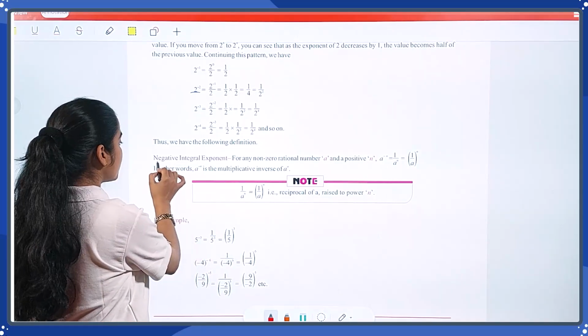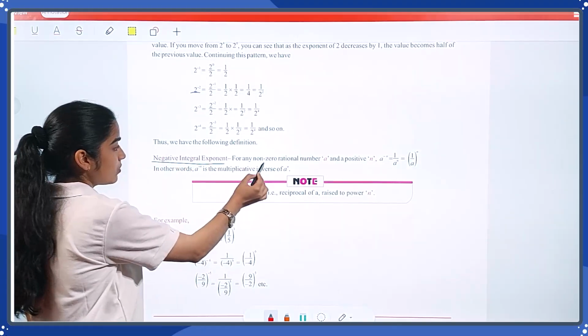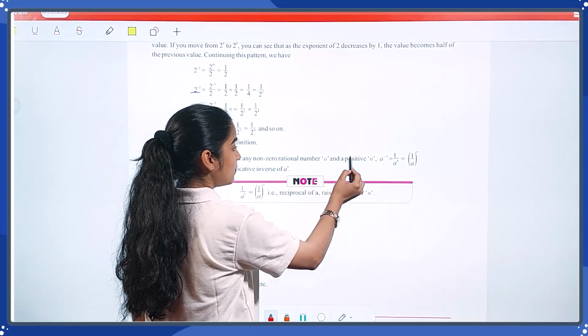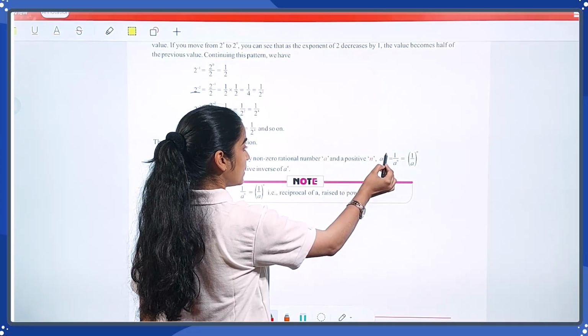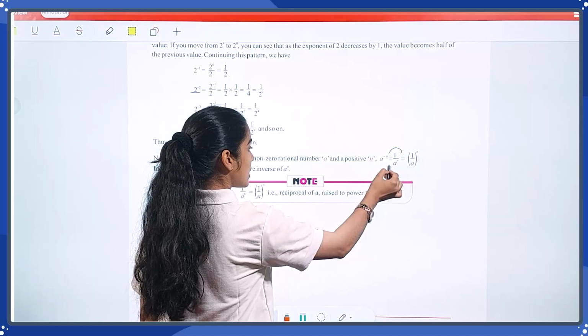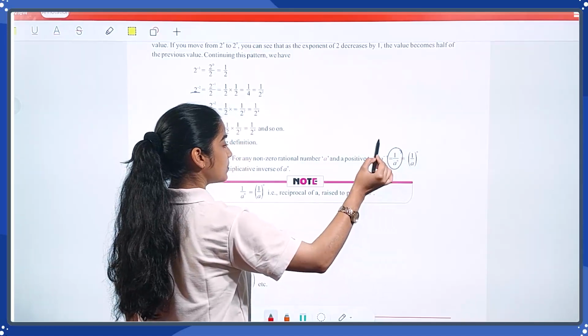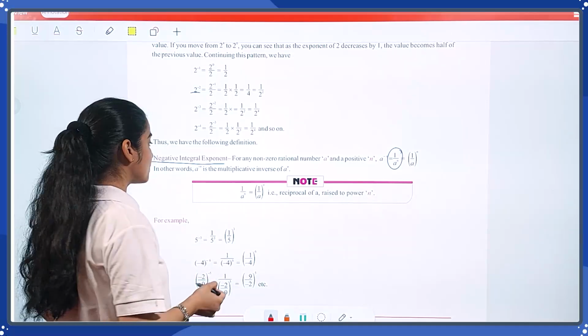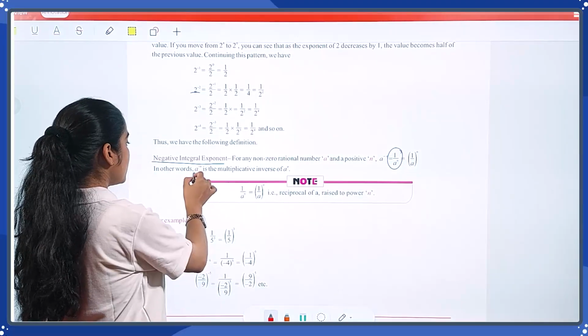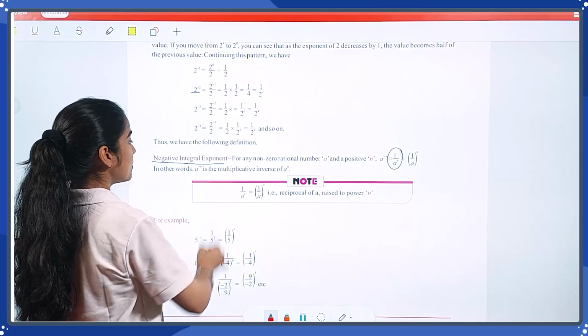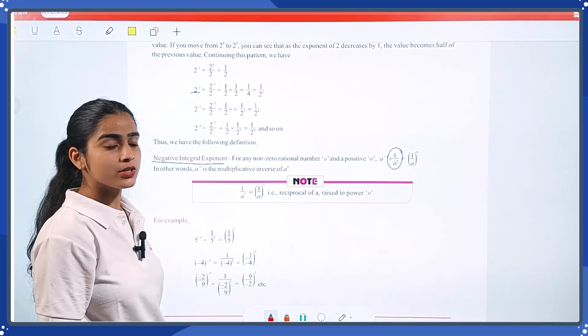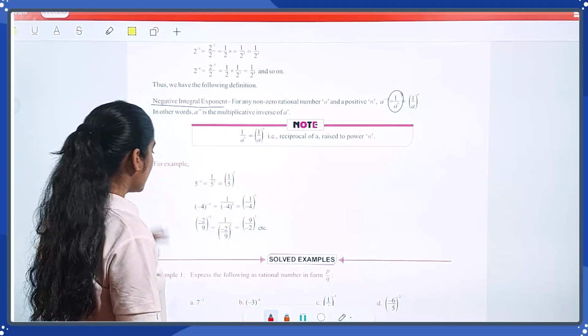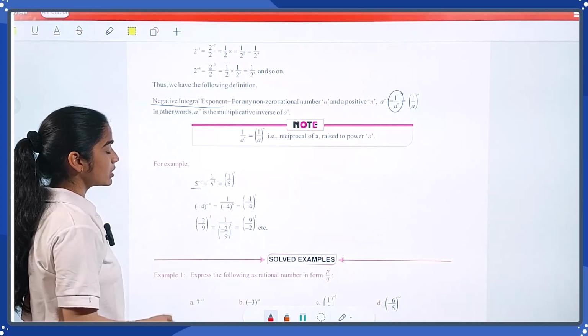Negative integral exponents. For any non-zero rational number a and a positive integer n, a to the power minus n, which means 1 by a raised to the power n, is equal to 1 by a raised to the power n. In other words, a raised to the power minus n is the multiplicative inverse of a raised to the power n. Okay. Now for this one, how can we convert this?